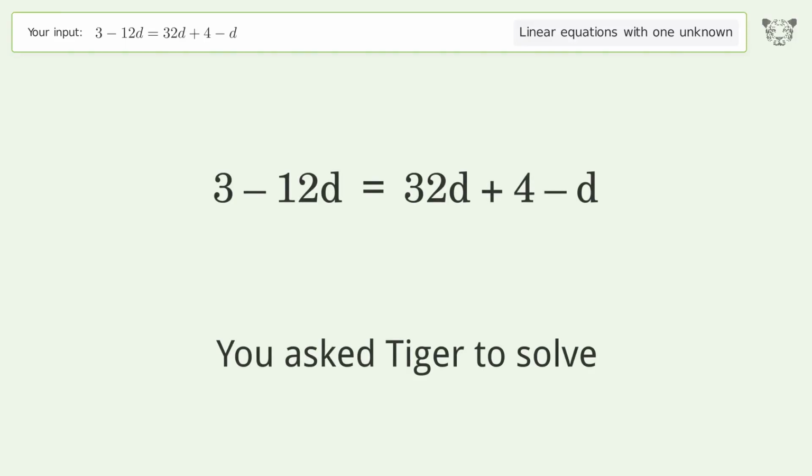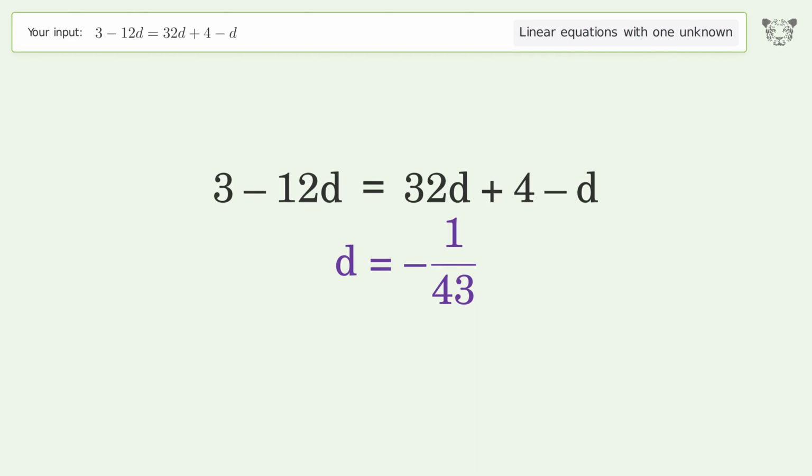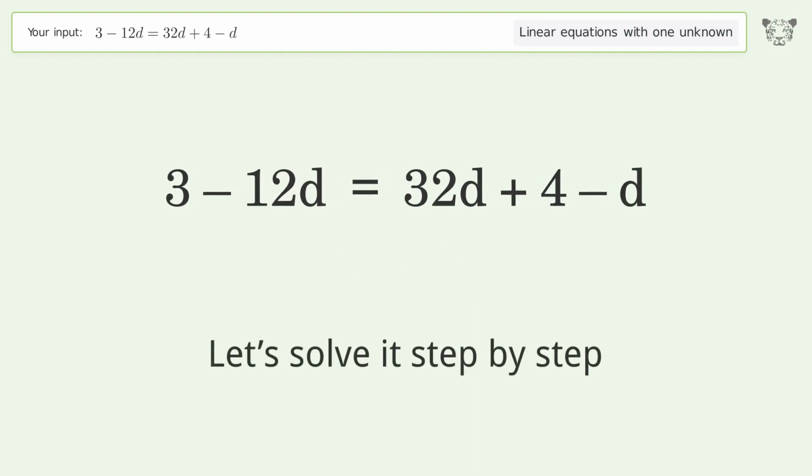You ask Tiger to solve. This deals with linear equations with one unknown. The final result is d equals -1/43. Let's solve it step by step.